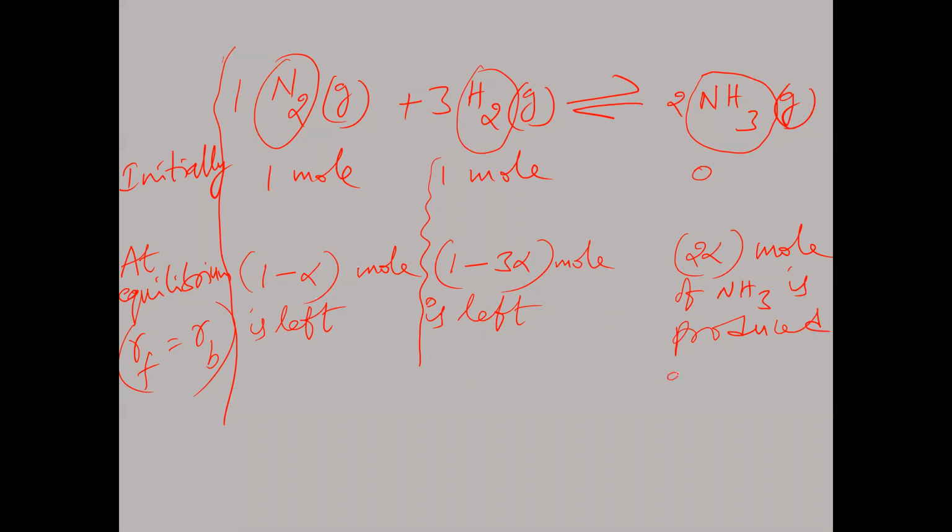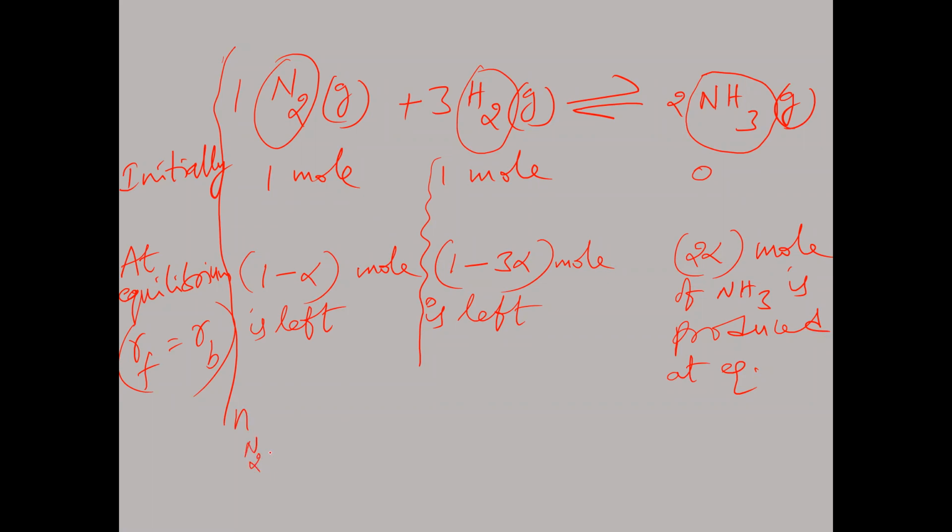At equilibrium, how many moles of ammonia are produced? 2 alpha moles of ammonia are produced. How many moles of hydrogen are left over at equilibrium? 1 minus 3 alpha. How many moles of nitrogen are left over at equilibrium? 1 minus alpha.